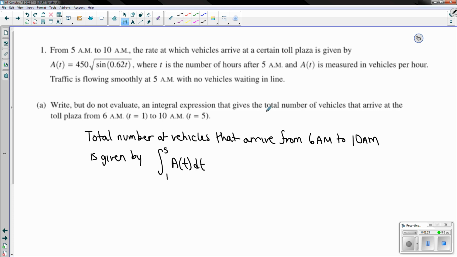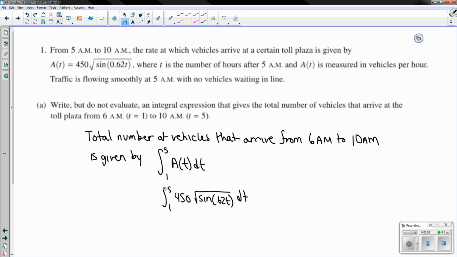We do not have to evaluate. That's all there is to do. And we have a 1-point question here where we just have to write that integral. Now, we could substitute in the actual function for A of t. So if you would prefer, just make sure you copy down the function correctly, where we can say 450 square root of sine 0.62 t dt. So acceptable to do that as well. So there's your part A.